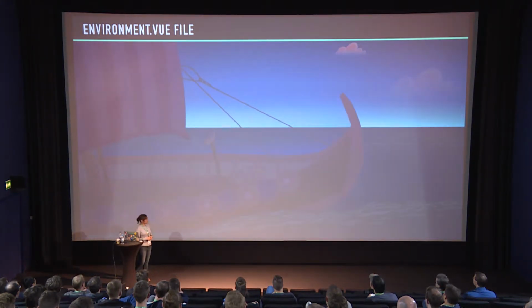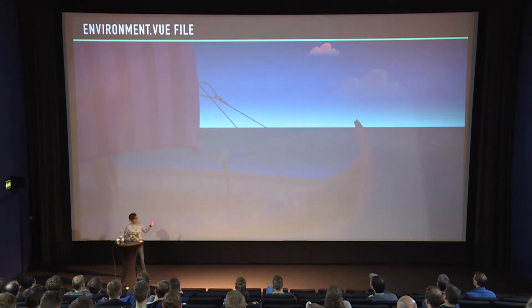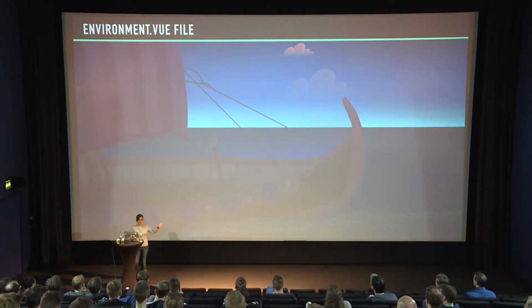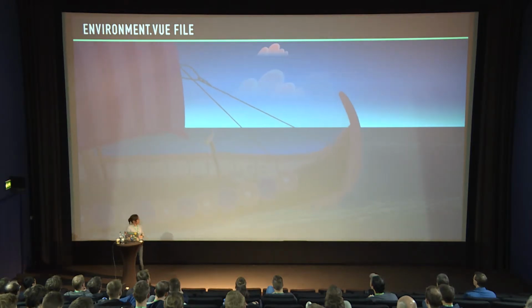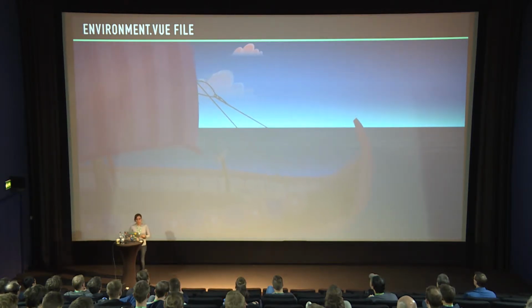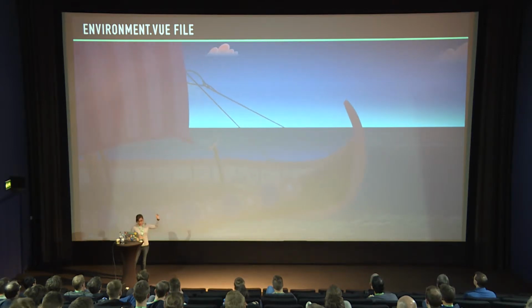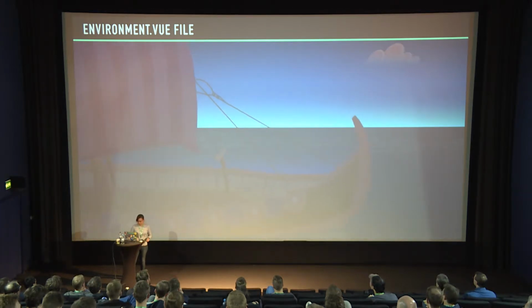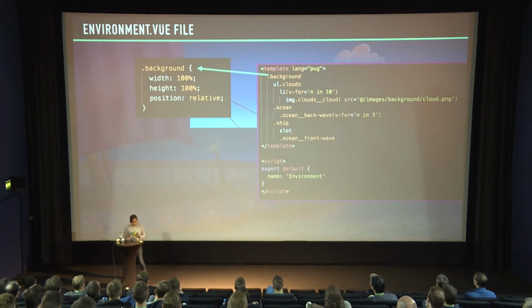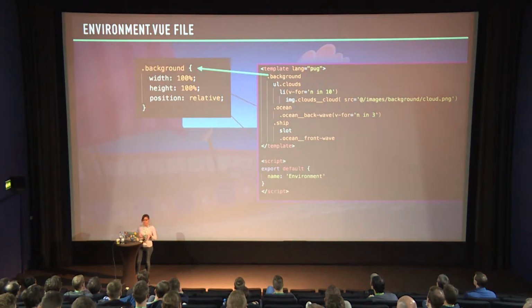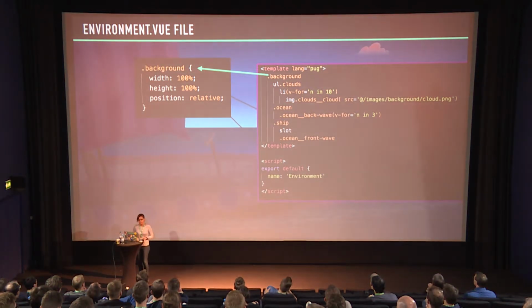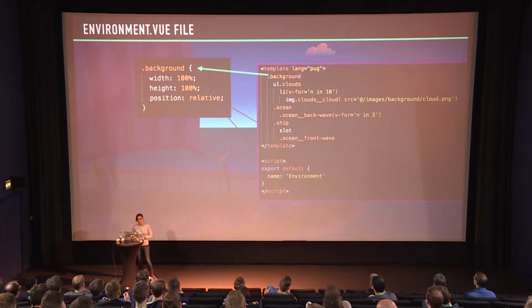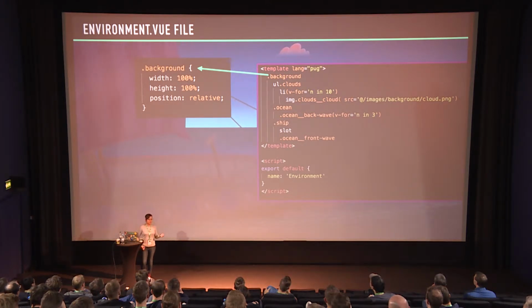So if we render just the environment.vue file, you would see something like this on the screen. And this already has a bunch of interesting stuff going on. You can see that we have some clouds moving on the background, and then we also have some ocean waves moving, and then we also have the ship itself moving. And we have the slots where we put the character inside. So the first thing is that everything is inside of this div with a class background. It's just a div that has 100% of width and height and position relative. The position relative here is important because then we can position everything inside of it by using position absolute.